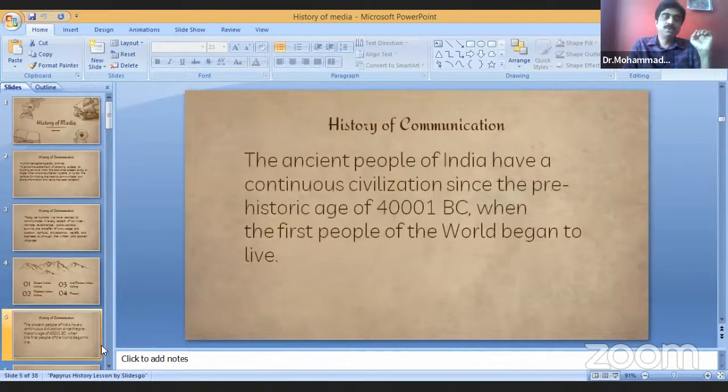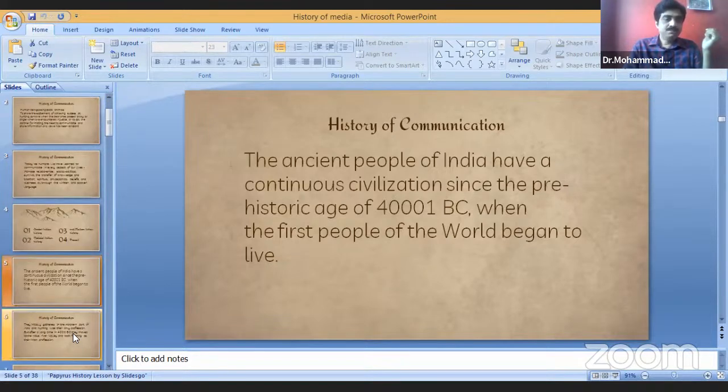Moving on, we are going to the ancient period. The people of ancient India have had a continuous civilization since the prehistoric age of 4001 BC, when the first people of the world began to live in settled ways. Most civilizations started that way. We can speak about Egypt, and about our Hindu civilizations, which we consider among the most modern civilizations. So how did people's civilization start, and how did history begin in prehistoric times? Moving on to the next slide.